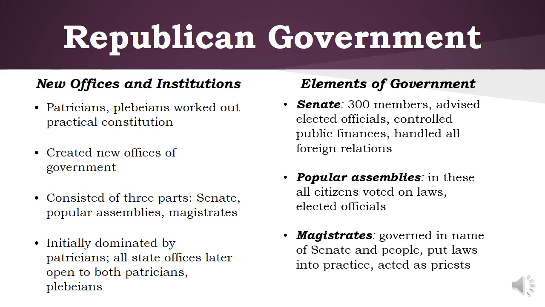So the first legislative branch that we have is the Senate. There are 300 members in the Senate, all men. They are going to advise the elected officials, and those elected officials are called magistrates. So you'll see that that's the 3rd bullet point down. That's the executive branch, and in a moment we'll look at all the different types of magistrates that there were.